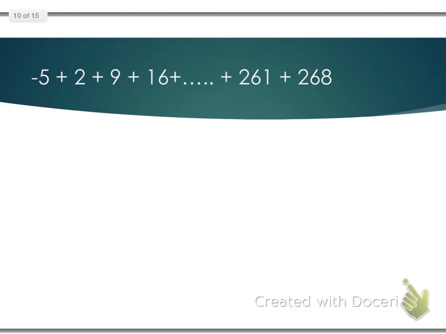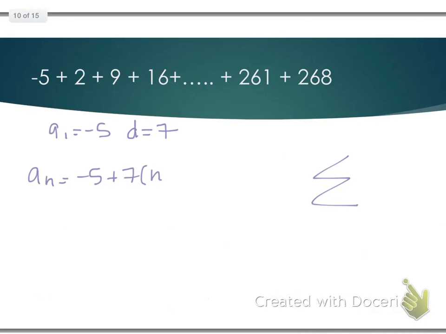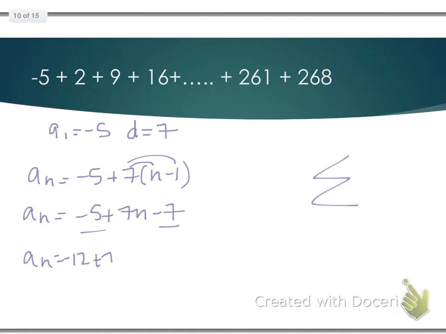Okay, so my first term is -5. I'm increasing by 7 every time. So my first job is to find my generic equation. So I got a sub n equals my first term plus my distance. We plug it into our explicit formula. Go ahead and simplify. So I'm going to distribute and combine like terms to get -12 plus 7n. You can write it 7n minus 12 if you wanted to. It doesn't matter. It means the same thing.